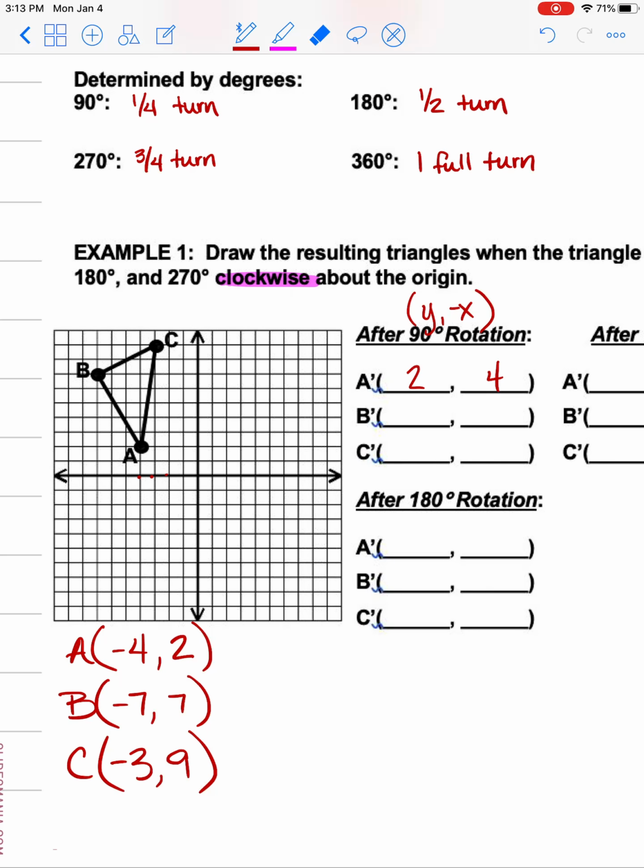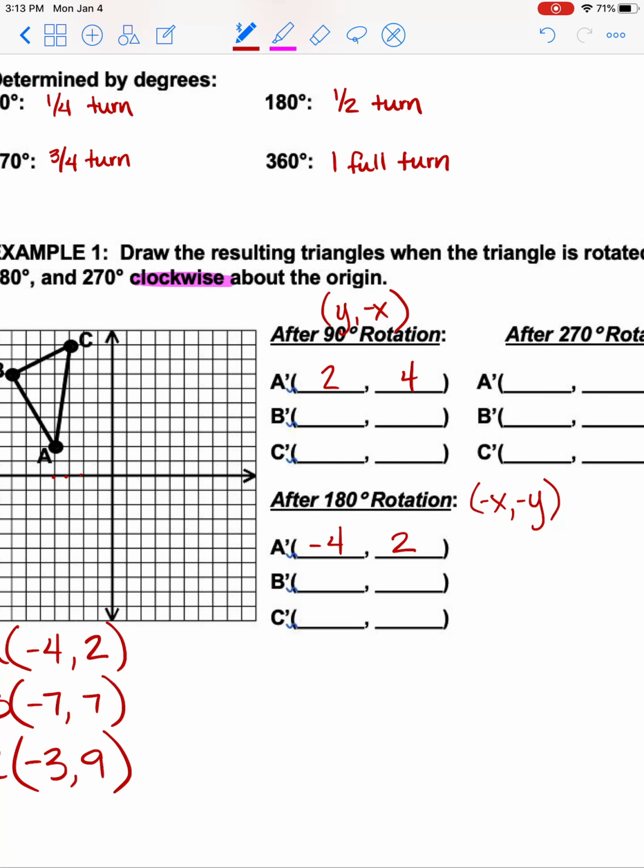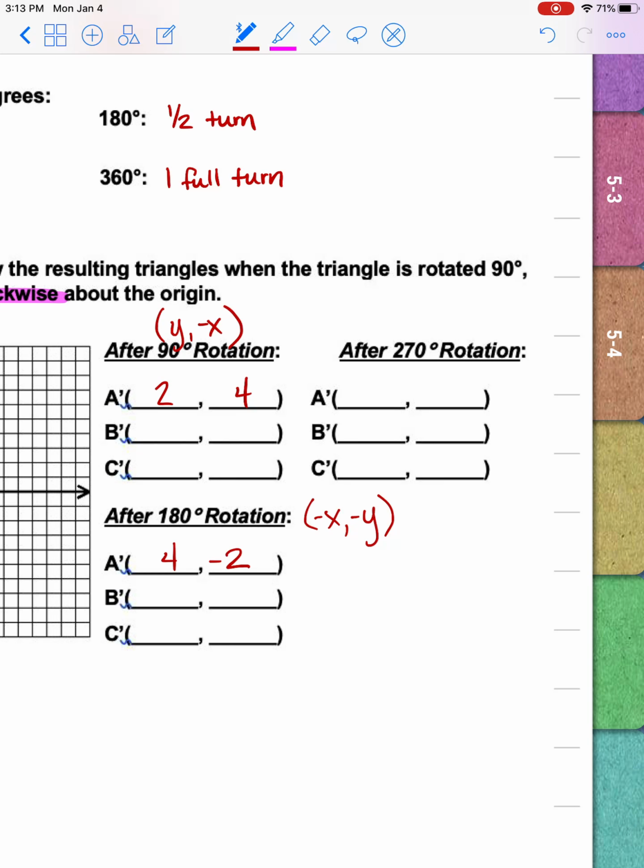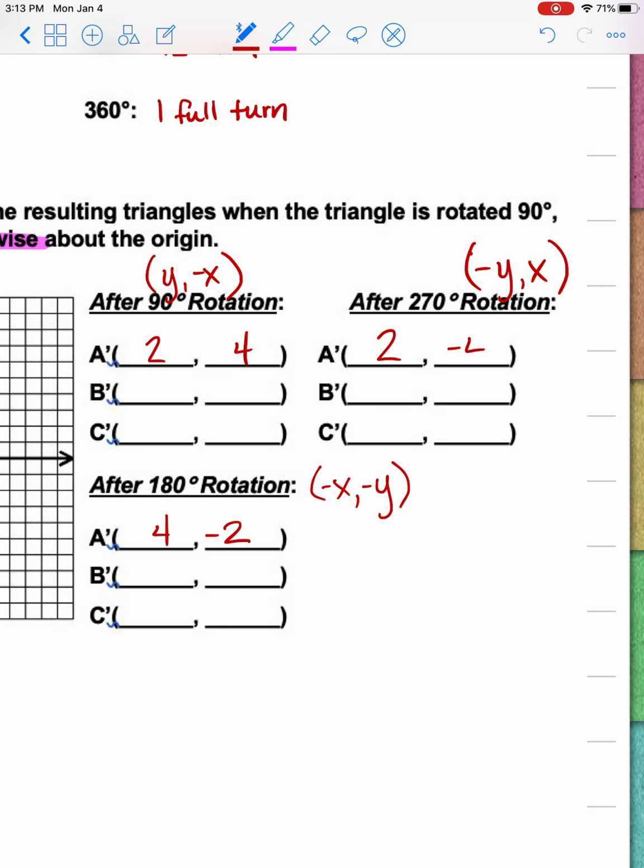Okay, let's do a 180. Remember, the pattern that we wrote down is to change both signs. And so if our point is negative 4, 2, nothing changes here. So I'm going to write down my point. They stay in the same order, but remember we have to change a sign. So I'm going to take the negative off this one and add it to this one. The pattern for 270, we said, was to flip them and change the sign of the Y. Okay, so our numbers are negative 4, 2, so let's flip them. And then we need to change the sign of the Y, so we will add that negative there.